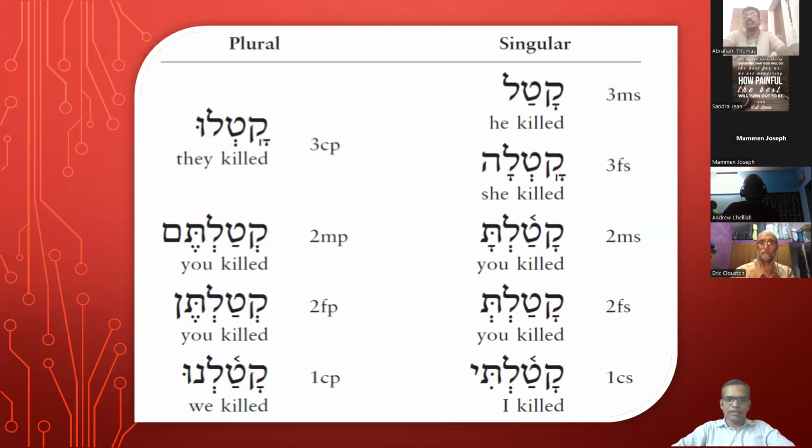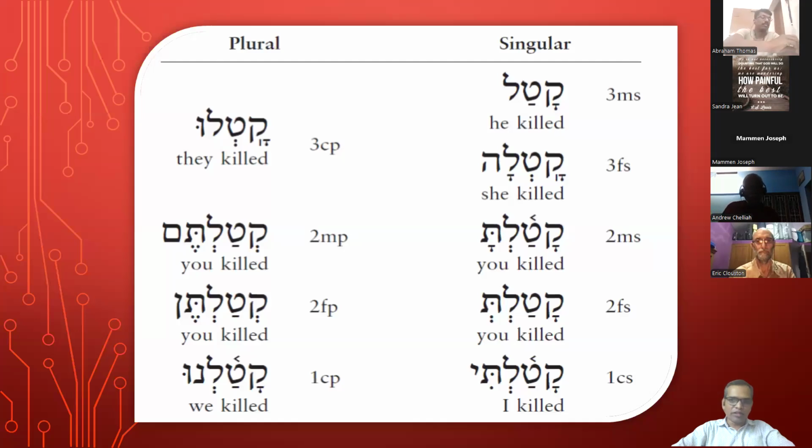And the other rule here is that methek will be placed along with a long vowel or short vowel before the simple vocal shiva. If you recollect those rules, you will understand. Methek rules. All right. So that is how Katal plus kamats A, which initially became Katala, has become here Katela.